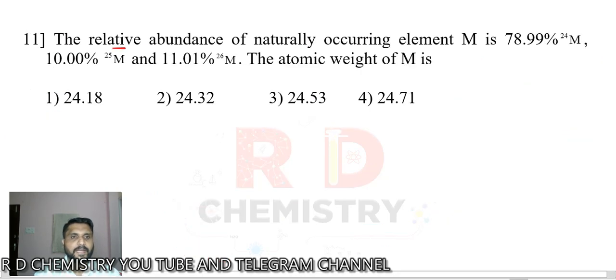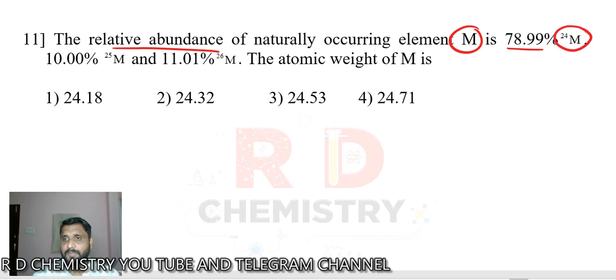Question number 11. Relative abundances are given for the metal, element M. 78.99% is given, with atomic mass number 24. These are the isotopes. Mass number 25, 10%, and mass number 26, 11.01%. So what is the atomic weight?